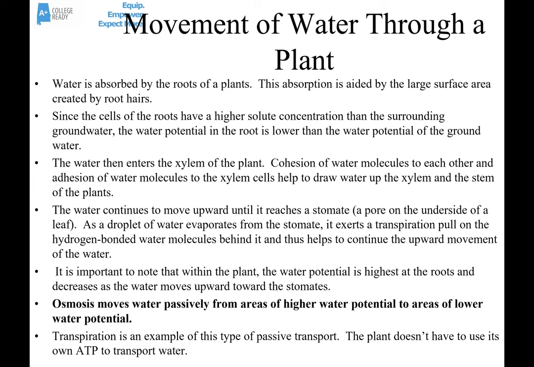Well, water always moves from areas of higher water potential, in this case in the ground, to areas of lower water potential, in this case into the root. So the water enters the root. Eventually, it goes into the xylem, the water conducting tissues of the plant. The water molecules stick together through cohesion, and they stick to the xylem through adhesion because of their polarity. And this helps to draw the water up the xylem and up the stem of the plant. The water continues to move upward until it reaches a stomate, a little pore usually on the underside of a leaf.